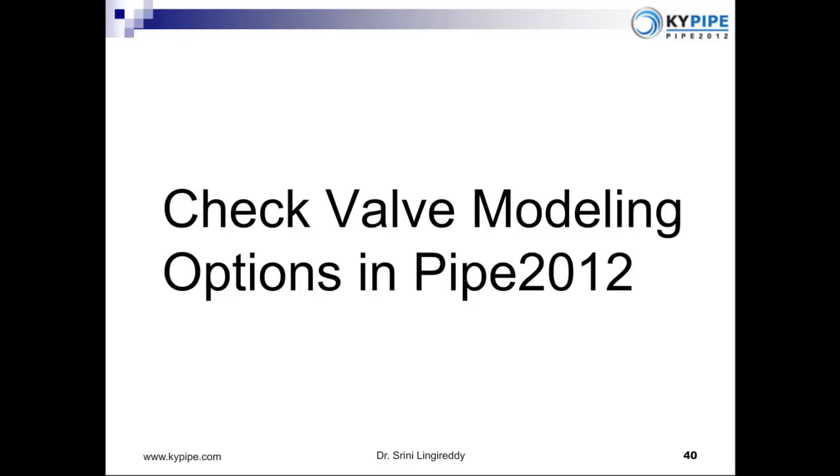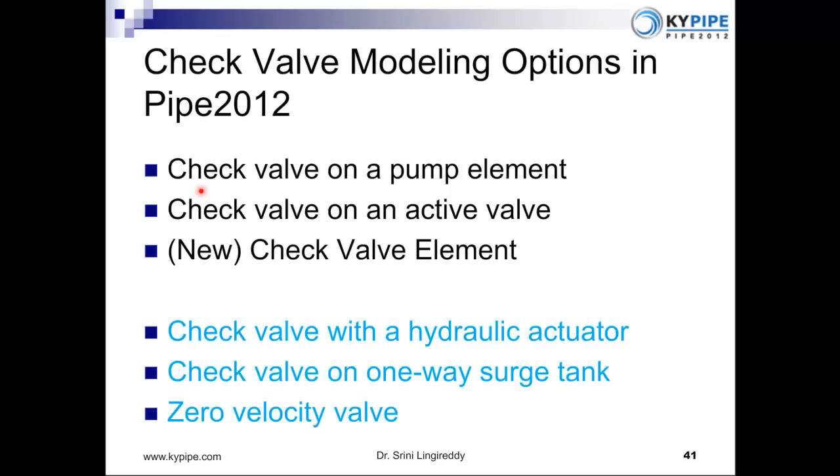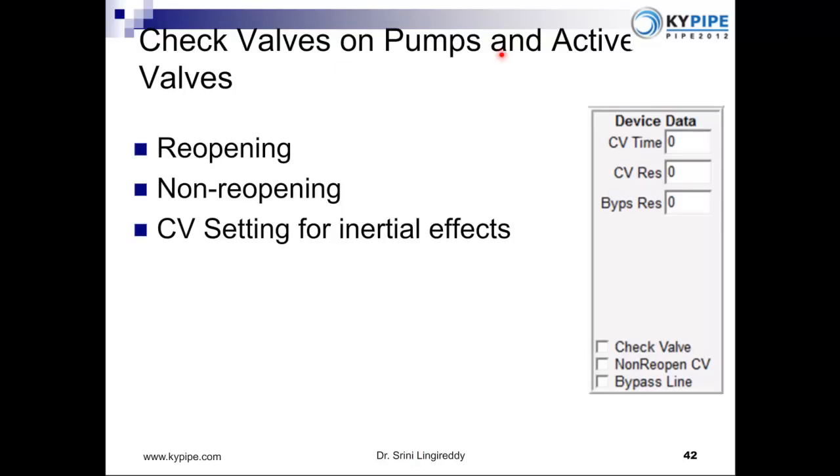Okay, now what are the various options available in Pipe 2000 for modeling the check valves? And right now you're familiar with them already. You can put a check valve on a pump element. You can put a check valve on an active valve. And now we added a brand new element, dedicated only to the check valve. Now you cannot do anything else with that. It's only a new check valve element. And the other options for check valves are check valve with a hydraulic actuator, check valve on a one-way surge tank, zero velocity valve, etc.